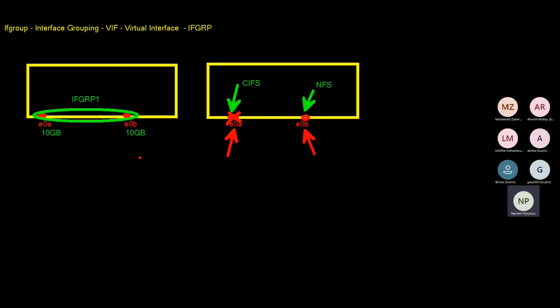So with the IFGRP, we'll be having load balancing. Load will be distributed across the ports under the IFGRP so that the performance will be very good. And one more thing is redundancy. That means even if one port went down, no problem. There is another port under the IFGRP which will take care of everything and make sure that our clients will be able to connect to our storage. Okay, any questions?